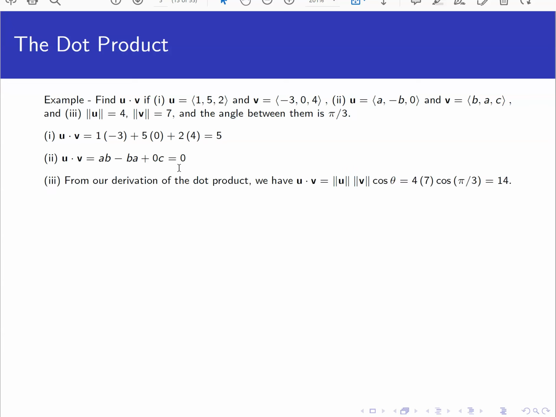Part 3 asks us to use the other form of the dot product. We had the dot product now in terms of the components, but if we go back and look at the previous slide, remember cosine of the angle was the dot product over the product of the magnitudes, or we can say the dot product is the product of the magnitudes times the cosine. Well, we're given each of the magnitudes and the angle, so in this case the dot product is going to be 4 times 7 times the cosine of pi over 3, and that simplifies to 14.